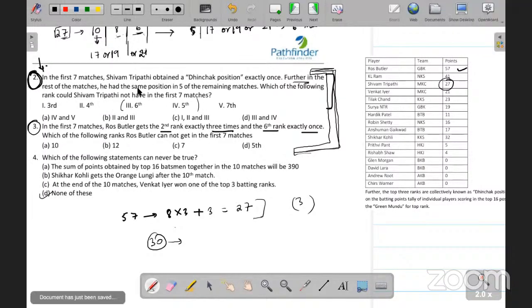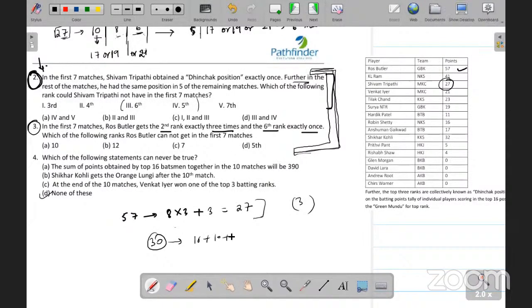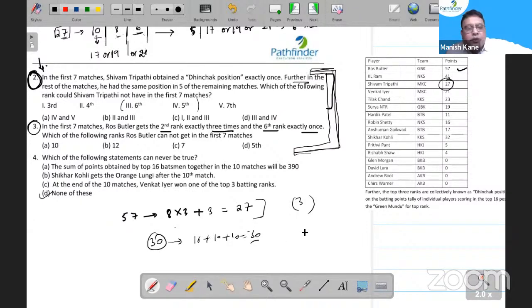That is where we have: which of the following ranks Ross Butler cannot get? In the first 7 matches, just 1 minute here. Have I made a mistake here? So he can get, see the remaining points. He can get score 10, right? Only 10. 30. So he can get first rank, he gets second rank, and he gets sixth rank. So there are 3 ranks which he can't get. That is the problem.